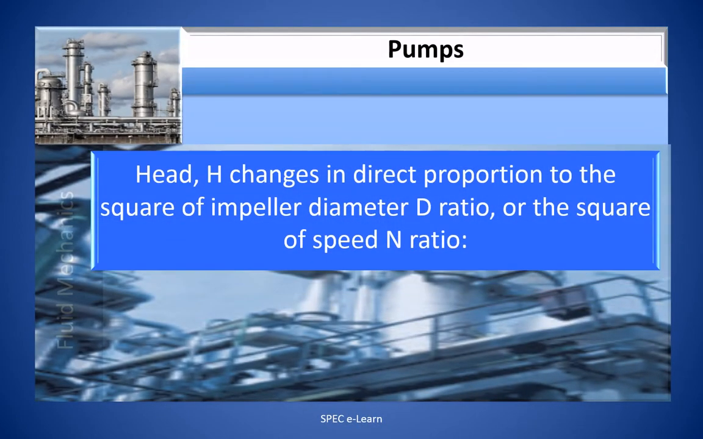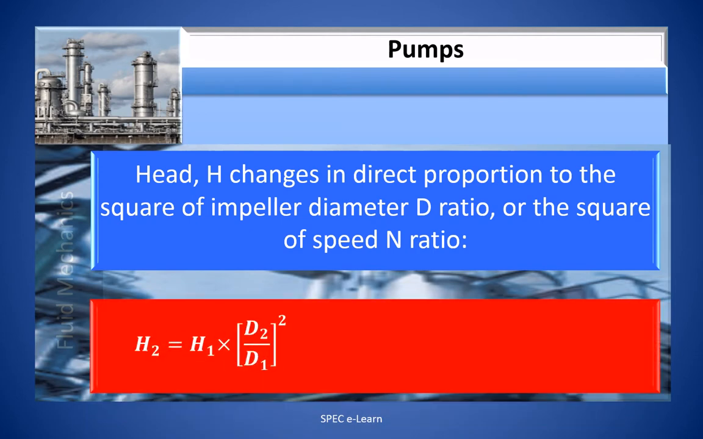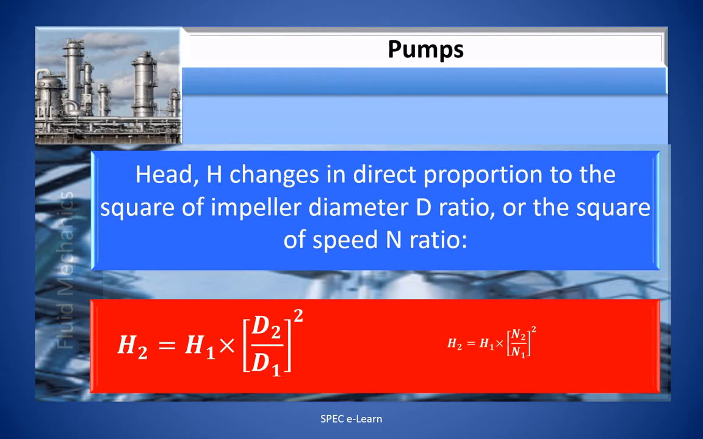Head H changes in direct proportion to the square of the impeller diameter ratio or the square of the speed ratio as shown below. H2 equal to H1 times D2 by D1 squared and H2 equal to H1 times N2 by N1 squared.